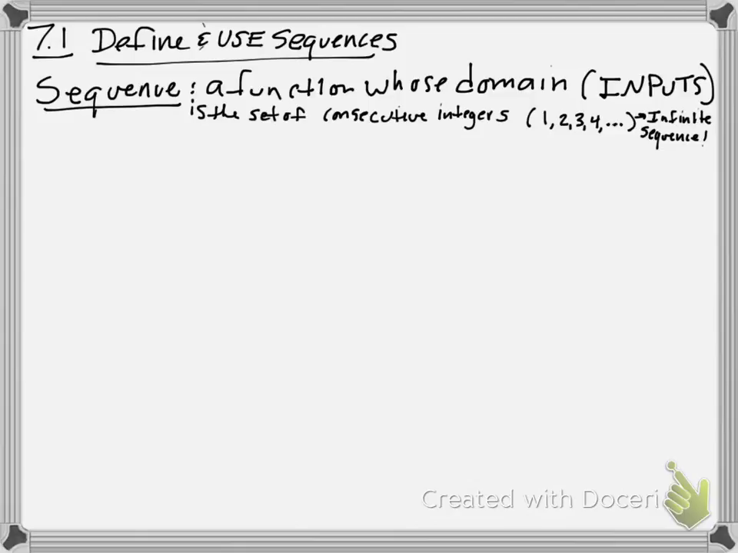However, let's say that the domain for a sequence is the following. Let's say it's 1, 2, 3, and 4. If the domain is just those 4 values, then that would be a finite sequence because it has a limited number of terms. Now, the domain is the set of those consecutive integers.